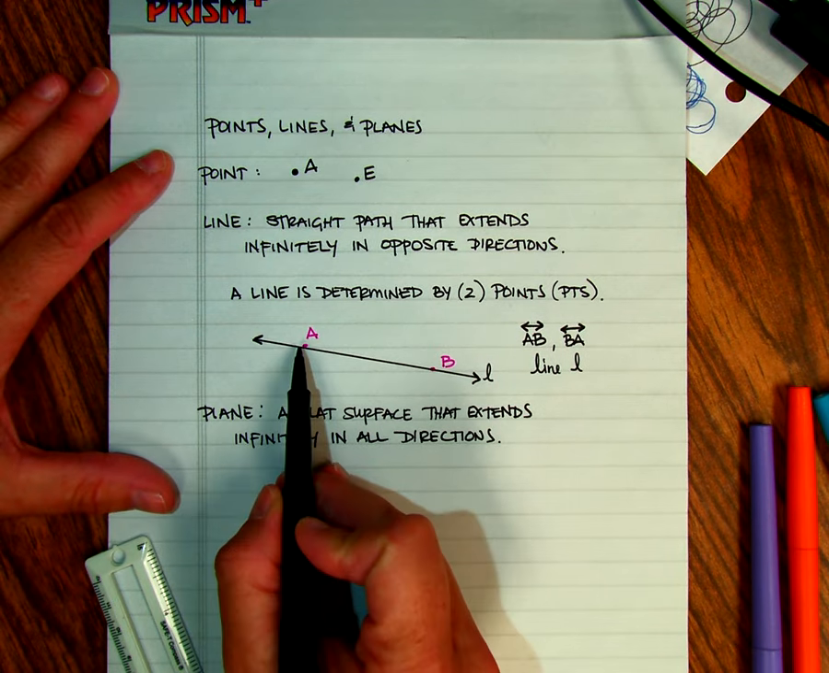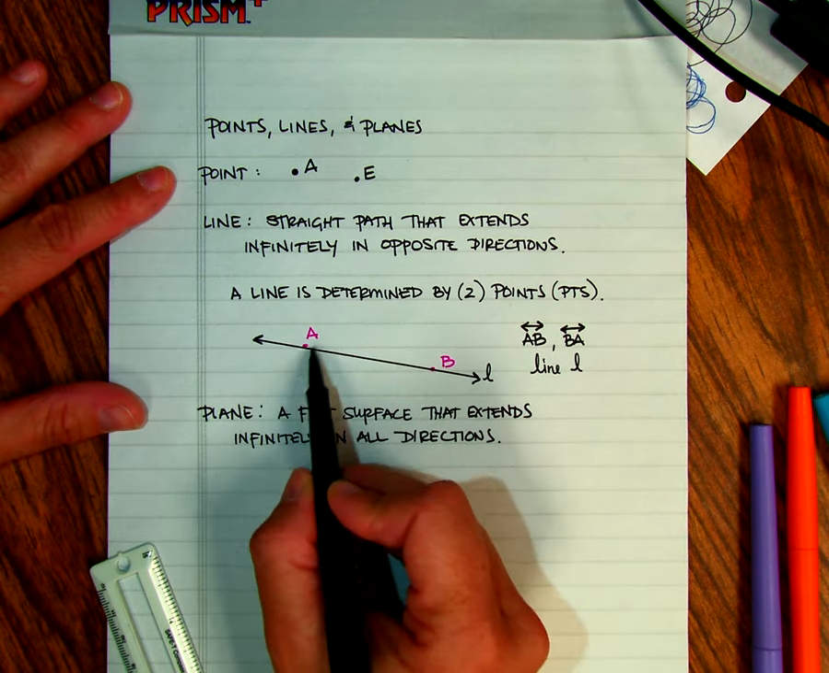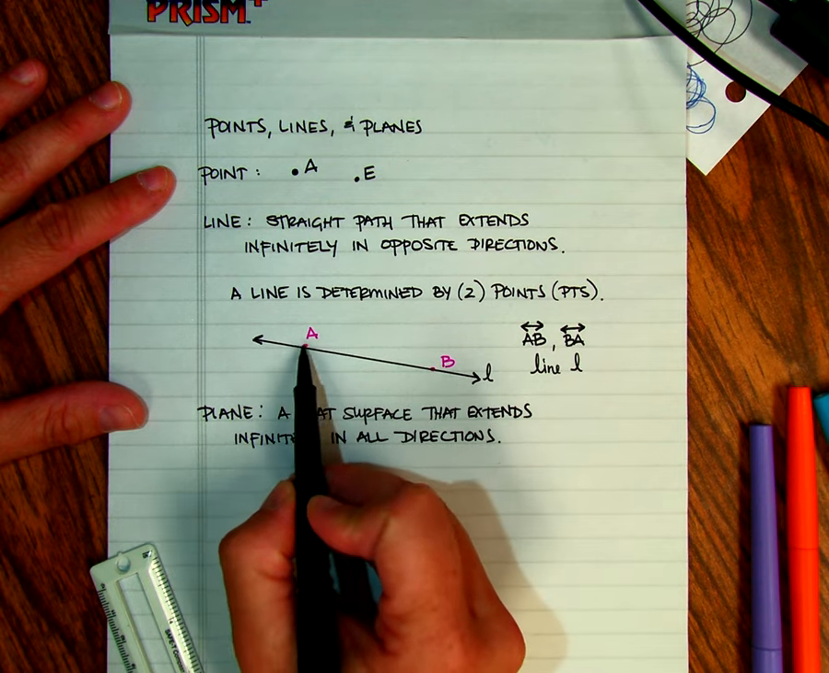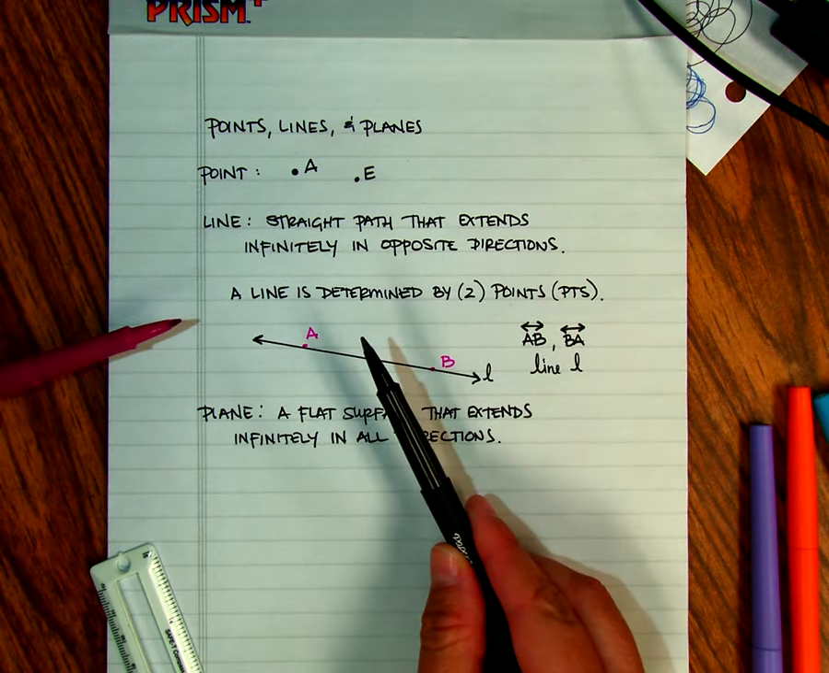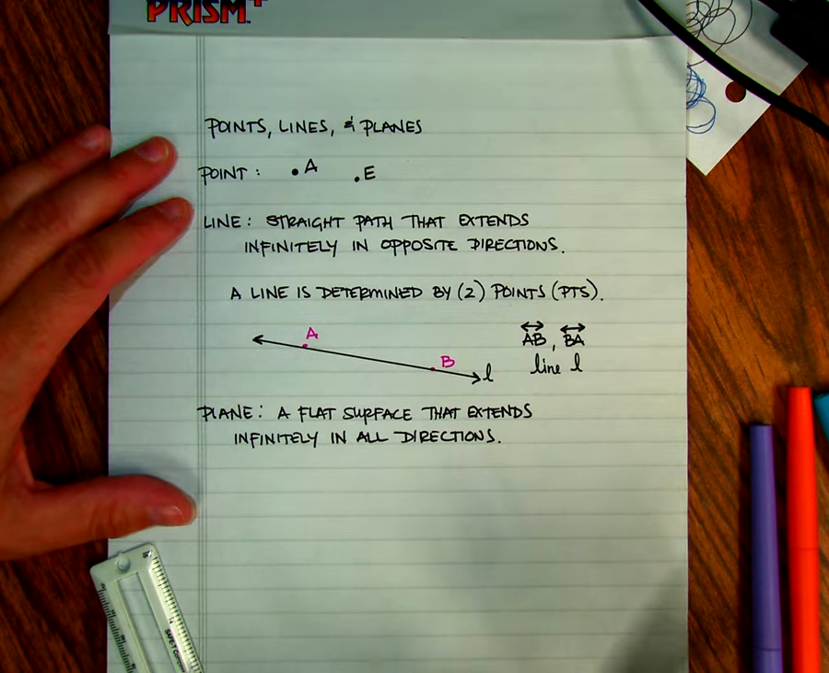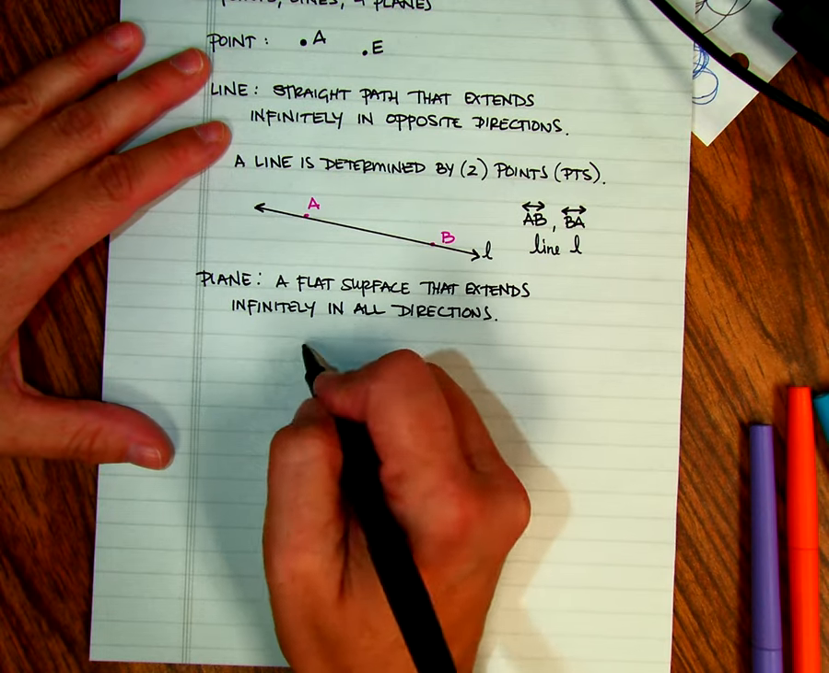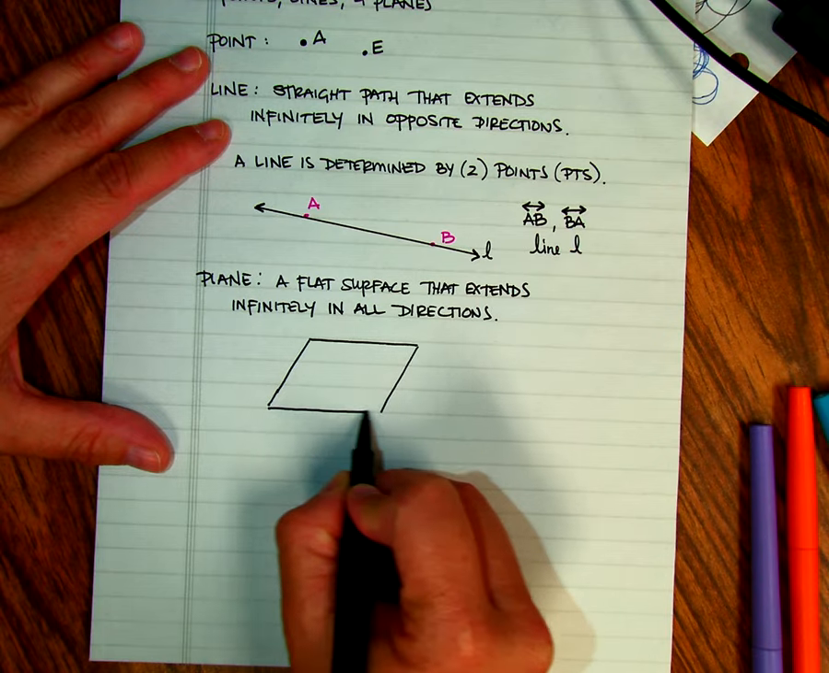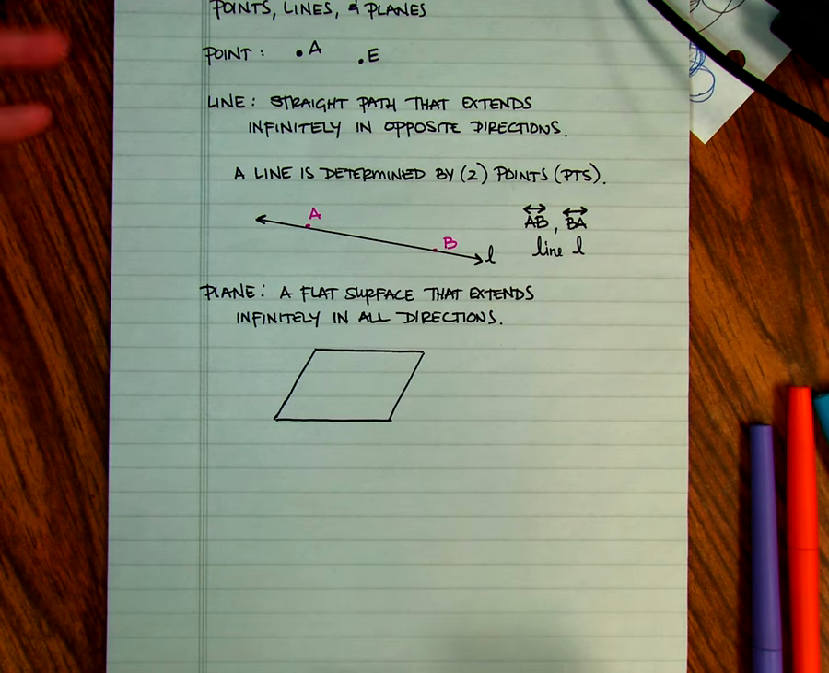So if we go back to line AB, this might be a glob of paint. Maybe there's a glob of paint here and a glob of paint here. Maybe it is like the end of a pen. So if I have 2 pens, the end point is the actual point that would determine the line. So a plane extends infinitely in all directions. Now, in order to draw or represent a plane, typically we show it like a parallelogram. An example of a plane would be the floor of a classroom.